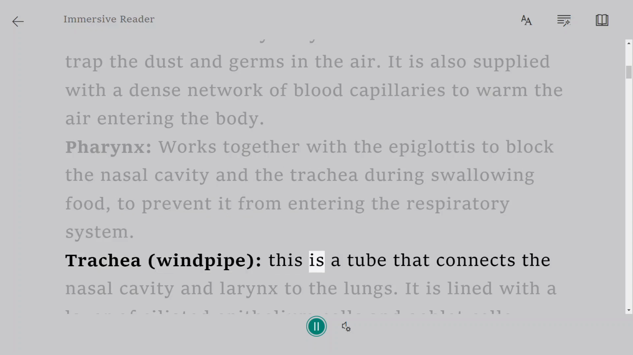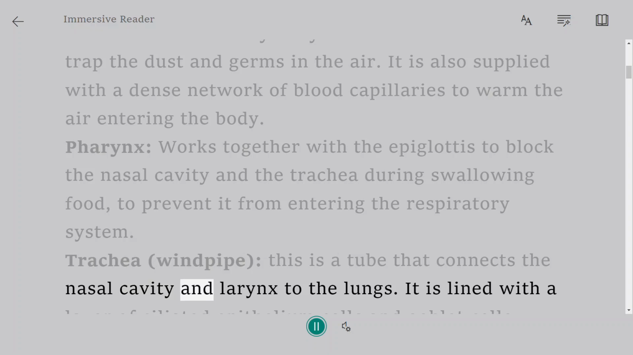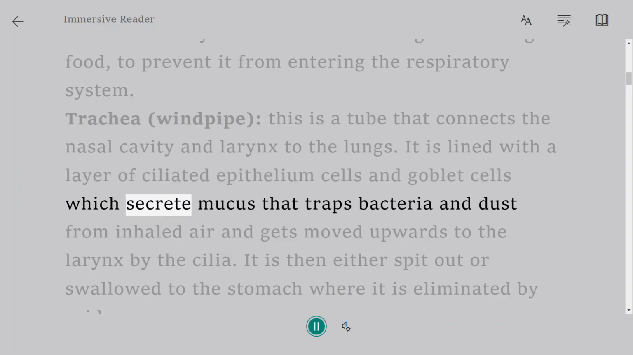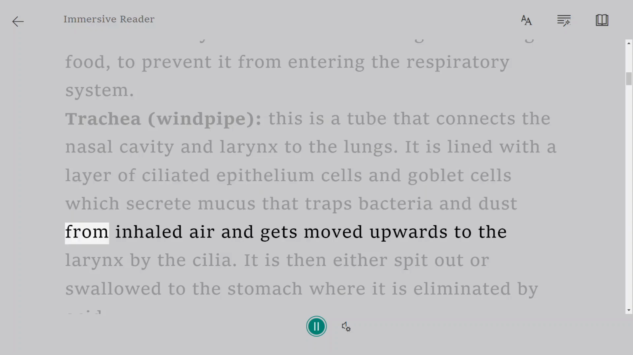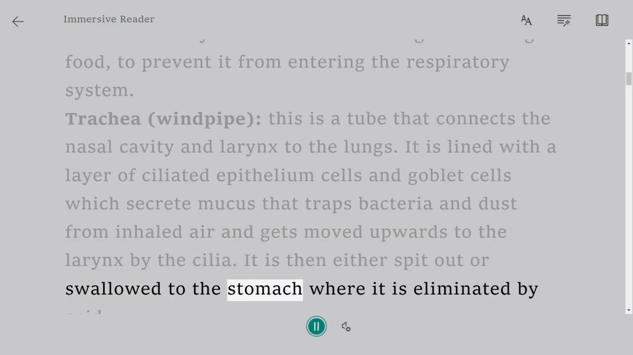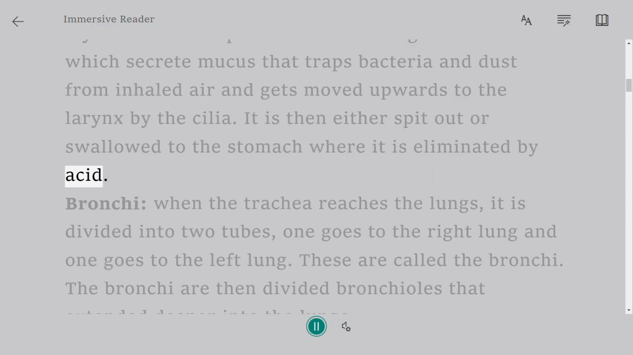Trachea, windpipe. This is a tube that connects the nasal cavity and larynx to the lungs. It is lined with a layer of ciliated epithelium cells and goblet cells which secrete mucus that traps bacteria and dust from inhaled air and gets moved upwards to the larynx by the cilia. It is then either spit out or swallowed to the stomach where it is eliminated by acid.